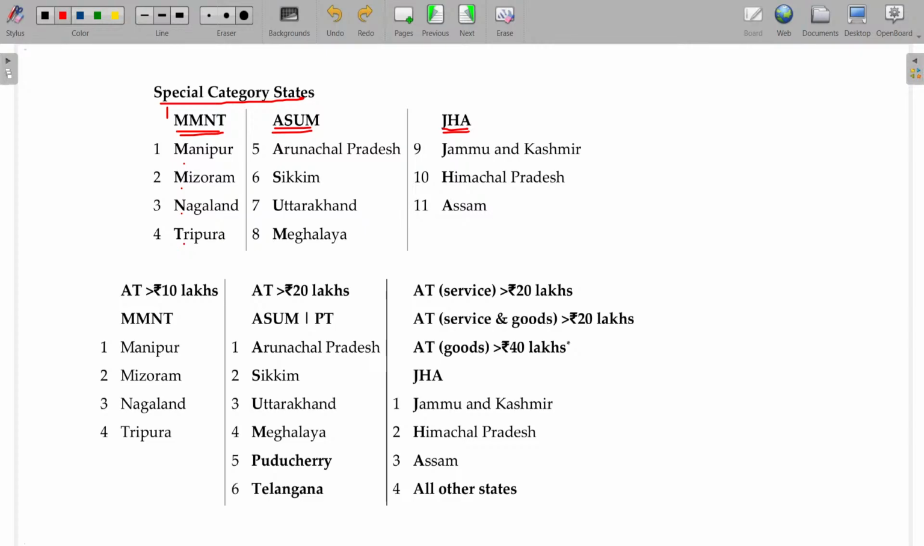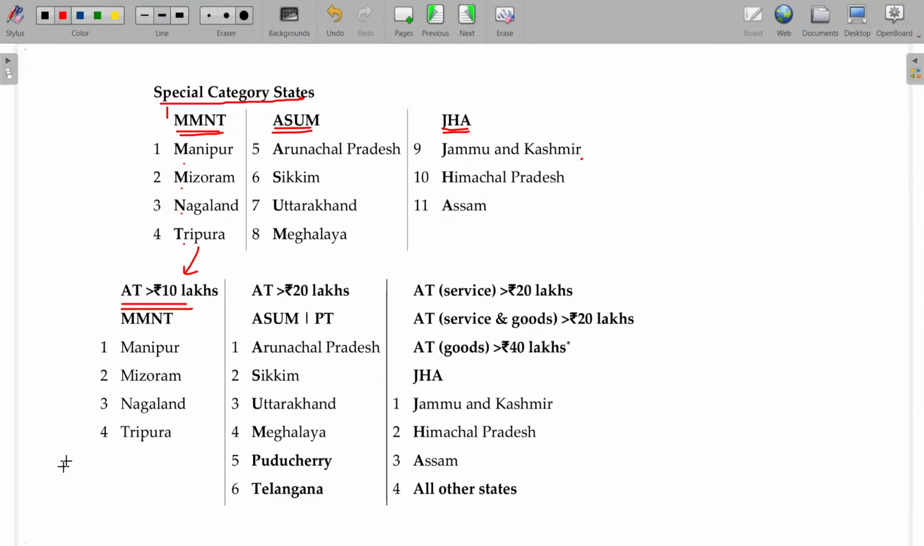MMNT, ASM: Manipur, Mizoram, Nagaland and Tripura; ASM, Arunachal Pradesh, Sikkim, Uttarakhand, Meghalaya; and JA, Jammu and Kashmir, Himachal Pradesh and Assam. These are the special category states. All these are northeast states of India, apart from Jammu and Kashmir and Himachal Pradesh. Now, in case of MMNT, if the aggregate turnover is more than 10 lakhs, they have to go for compulsory registration. If you are doing any business in an MMNT state, then even crossing 10 lakhs compels you to register for GST. Manipur, Mizoram, Nagaland and Tripura.